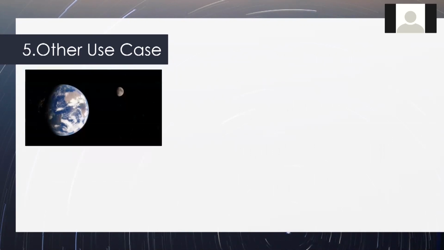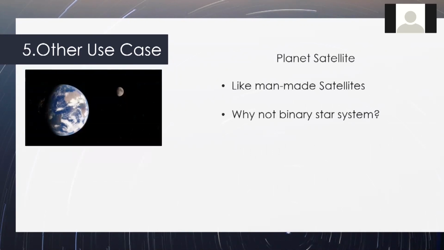Okay, the other use case will be a planet satellite. You can argue that the Earth and the Moon, although they are not the same mass, are relatively huge masses. So why does the Moon orbit around the Earth, but the Earth does not orbit around the Moon? And why does it not undergo a binary star system? Basically, you can treat the Moon as a satellite because it's technically a planet satellite. So why is it not a binary star system?